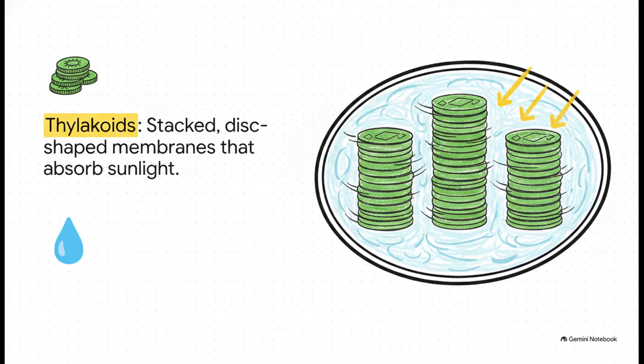First are the thylakoids. These are stacked disc-shaped membranes. Just think of them like little green coins stacked up on top of each other, and they're what absorb the sunlight. The second area is the stroma. The stroma is the fluid-filled space that completely surrounds those stacked discs. Keep these two distinct areas in mind because this is exactly where our chemical reactions are going to take place.